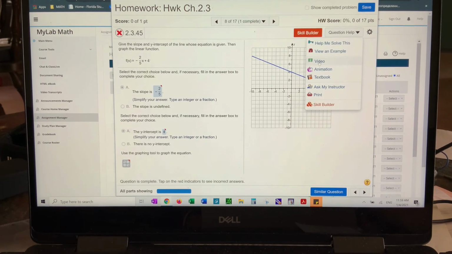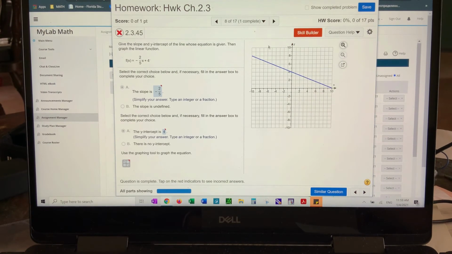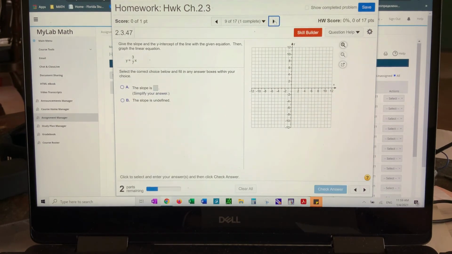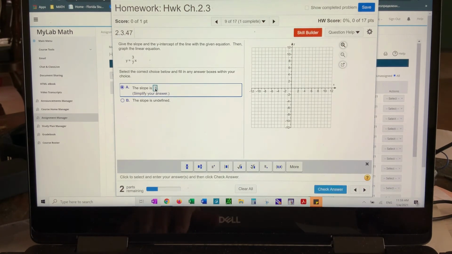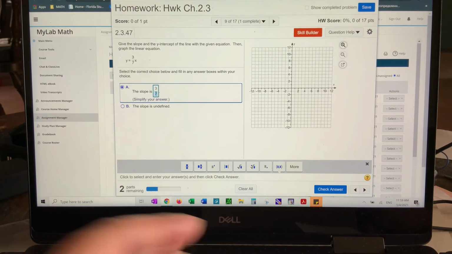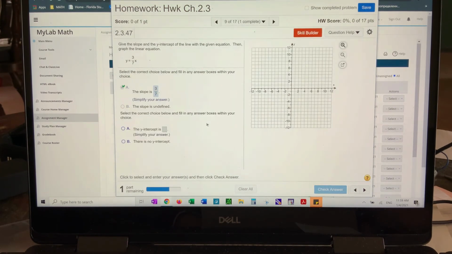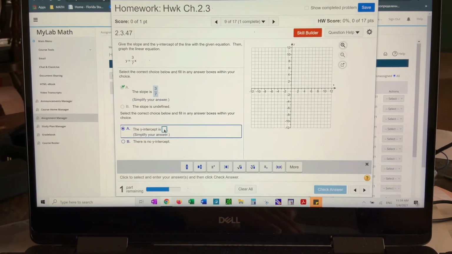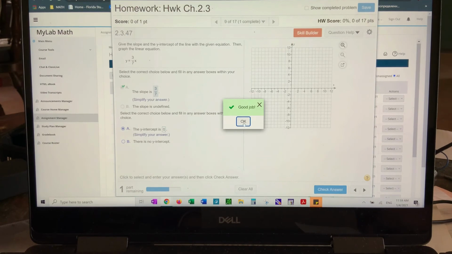Here you can watch the video, animation, textbook, ask instructor, print. Those are self-explanatory parts, but this is the main format of help. So this one, y is equal to 3 over 7x. The slope here is going to be, because we have the format y is equal to 3 over 7x, the slope is going to be 3 over 7. We are checking it's correct. All right. Now intercept, I don't have an available term, so the intercept is going to be 0. Checking the answer, all is good.